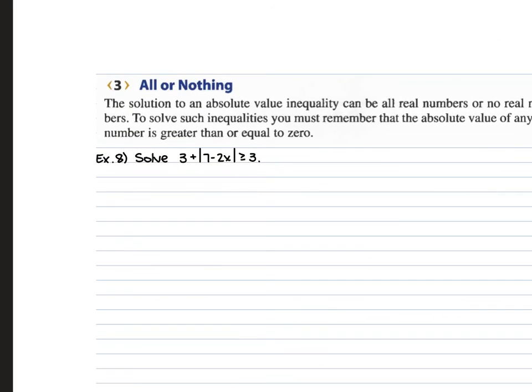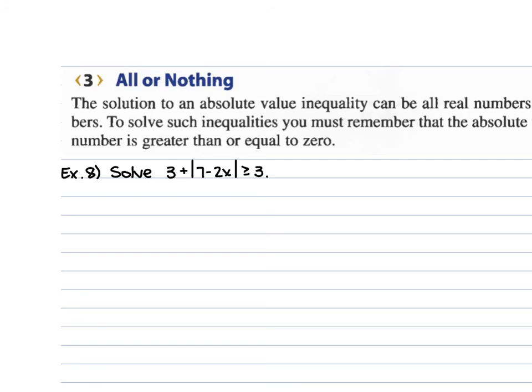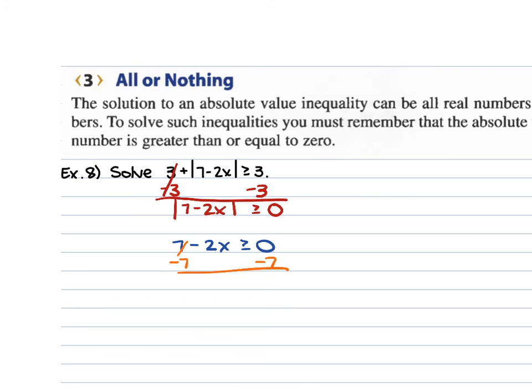For example 8, we have 3 plus the absolute value of 7 minus 2x is greater than or equal to 3. So then we are going to just subtract the 3 from each side. We have the absolute value of 7 minus 2x is greater than or equal to 0. This is a possibility, so we are going to rewrite it to where there's no absolute value bars. So it's just 7 minus 2x is greater than or equal to 0. We move the 7 over by subtracting it from each side. We get negative 2x is greater than or equal to negative 7. We divide each side by that negative 2. We switch the sign. We get x is less than or equal to 7/2.